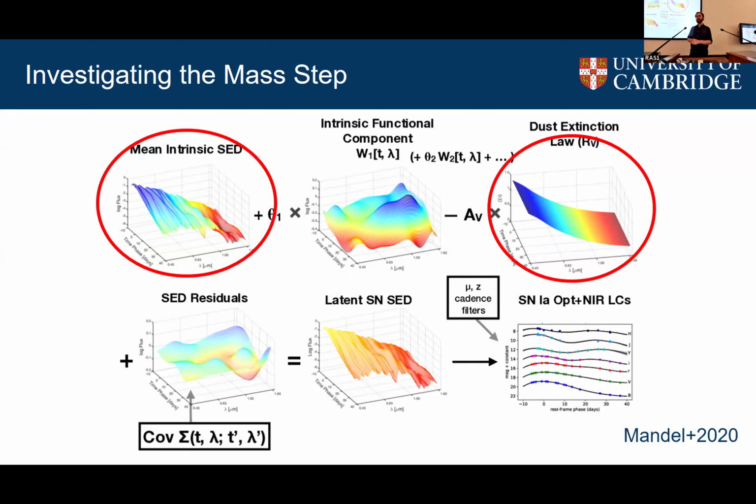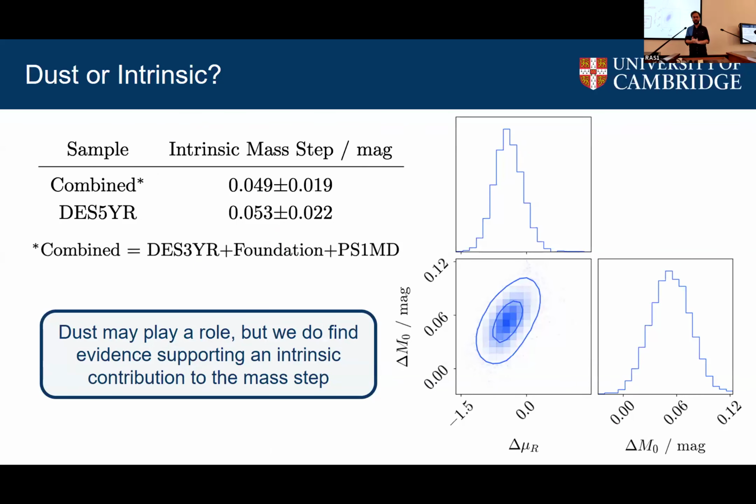The reason we can disentangle these two things is because with dust, there's only so much you can do. You can change the slope of the dust law and you can shift it up and down, but you don't have that much flexibility to affect the underlying SED. So if the differences in your data aren't consistent with dust, they'll be captured by the mean intrinsic SED component instead. That's the principle of what we're trying to do here, to disentangle them. So again, throw a bunch of data at it, and see whether the data tells us the mass step seems to be intrinsic or dust or some combination of the two. That's what we did. I'll skim over this, but the question of is it dust or is it intrinsic?